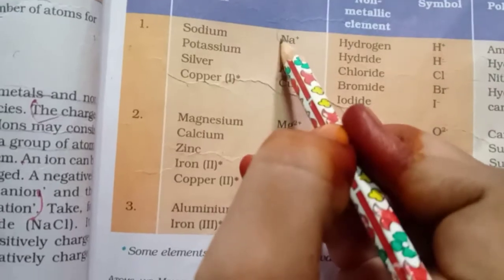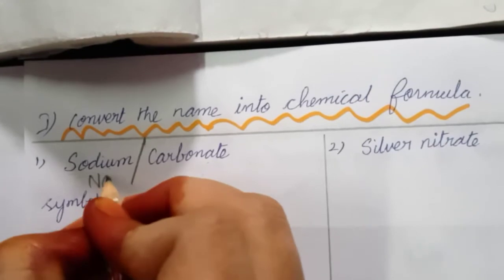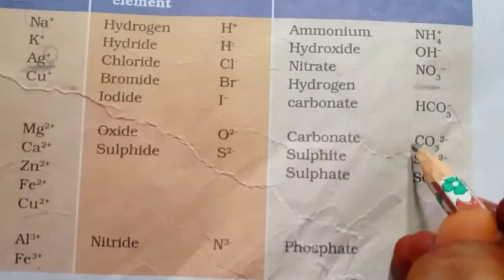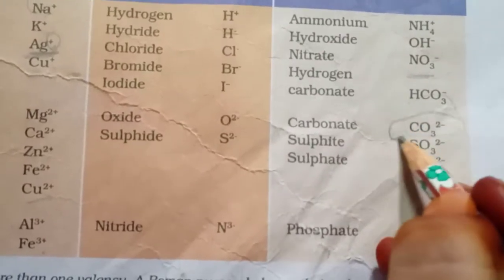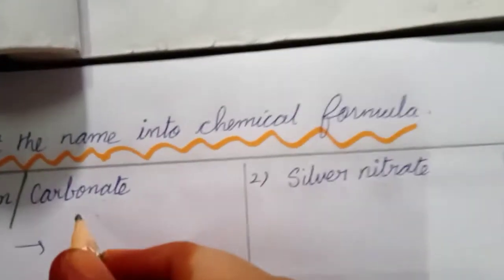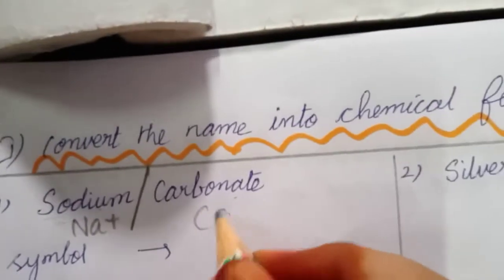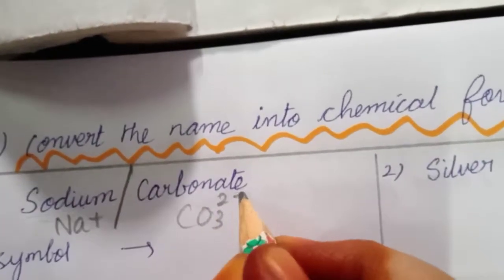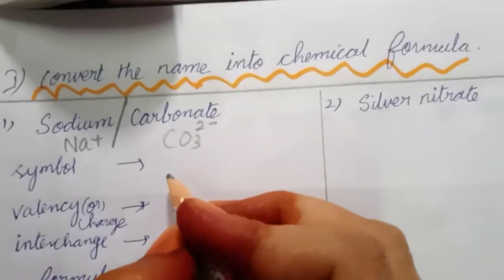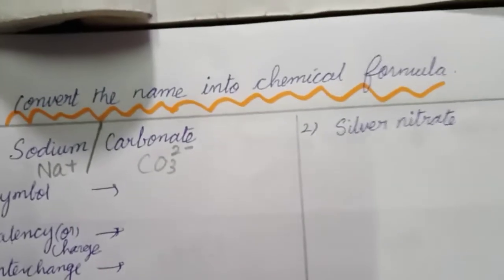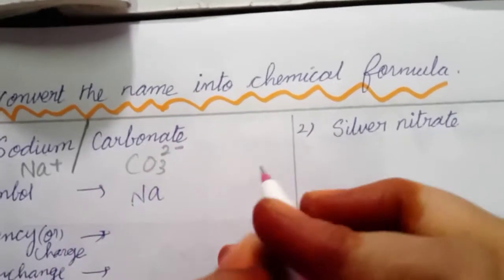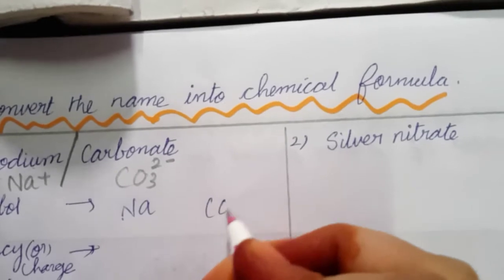So what is the symbol of sodium? Na+. And carbonate, what is the symbol for carbonate? CO3 2-, isn't it? Right here, near the name, carbonate is CO3 2-. And next, first step, we have to write the symbol: Na and the symbol of carbonate is CO3.